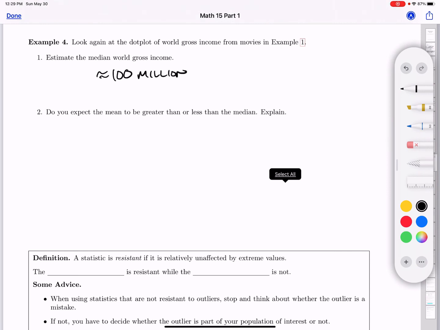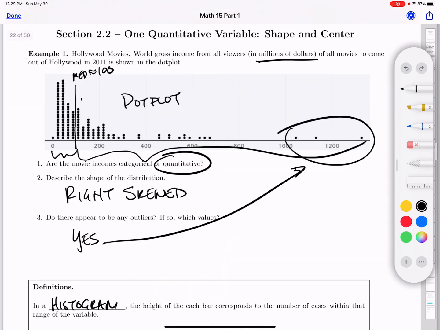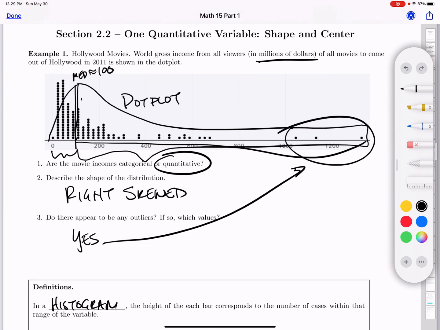Now they ask us, do you expect the mean to be greater than or less than that value? So let's think about that. Let's look back at the picture. All right, so if the data was kind of symmetric around this point, somewhat like this, I would say the mean and the median would probably be pretty similar. But the values on the right side extend far beyond the median, right? Whereas the values to the left of the median are all kind of near the median.